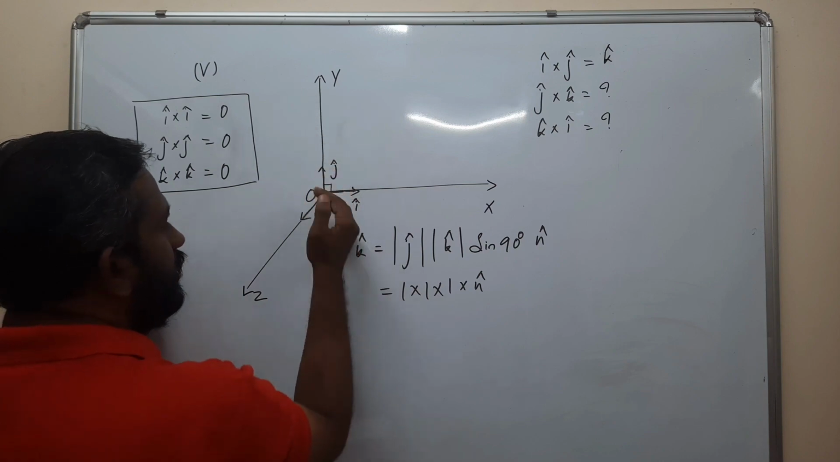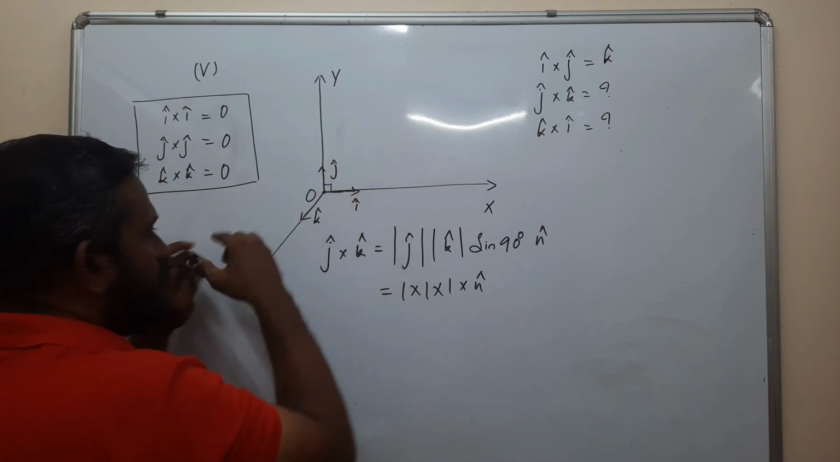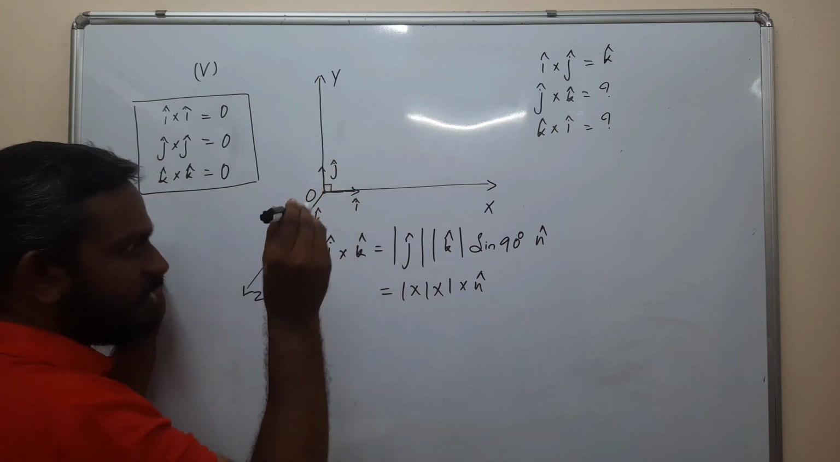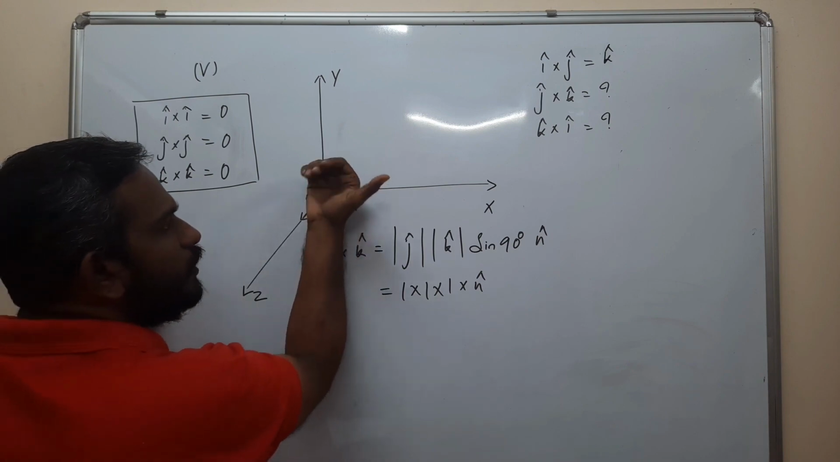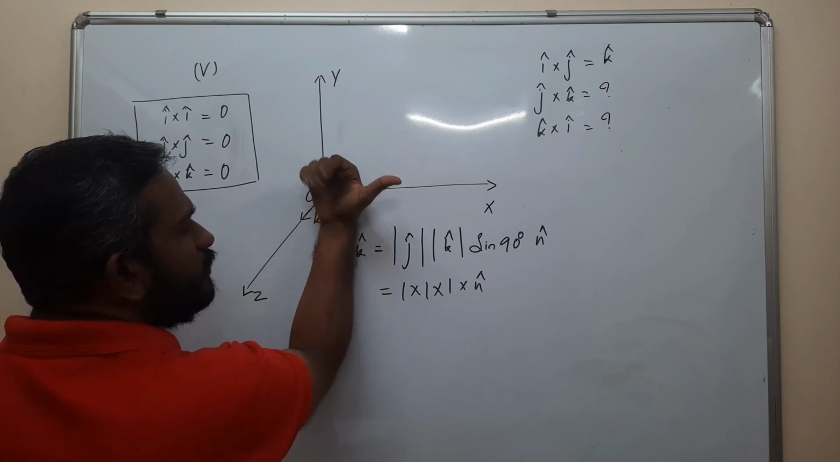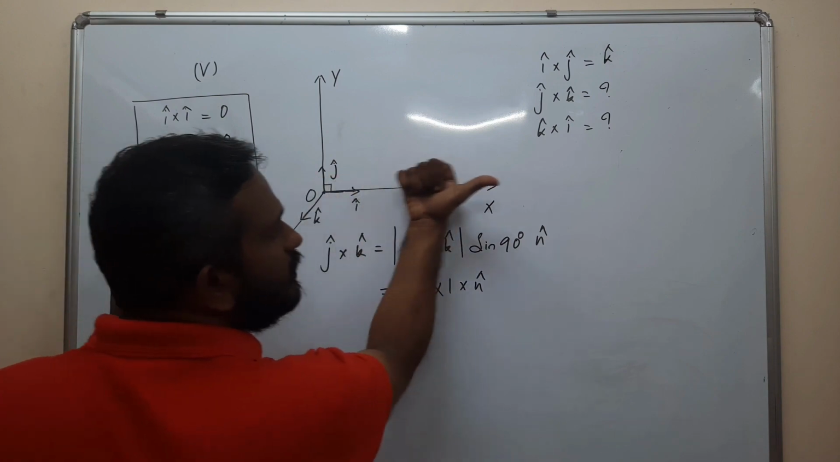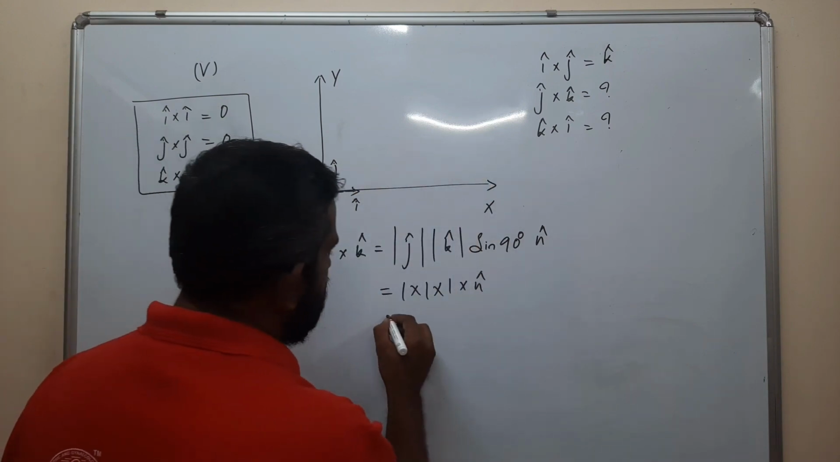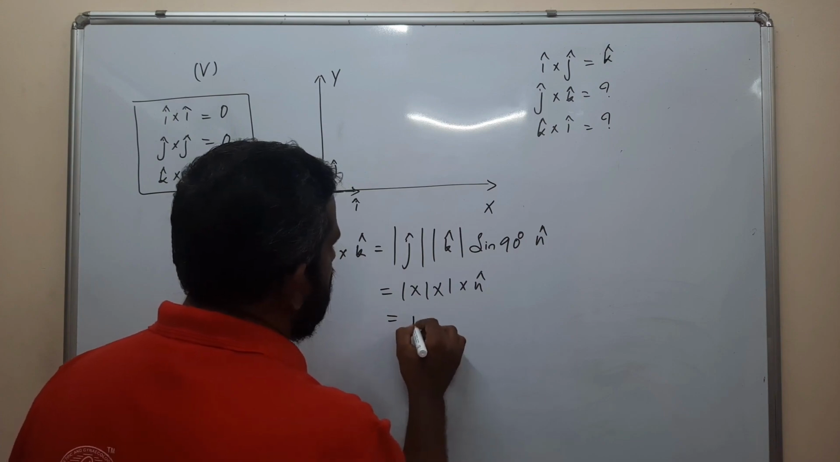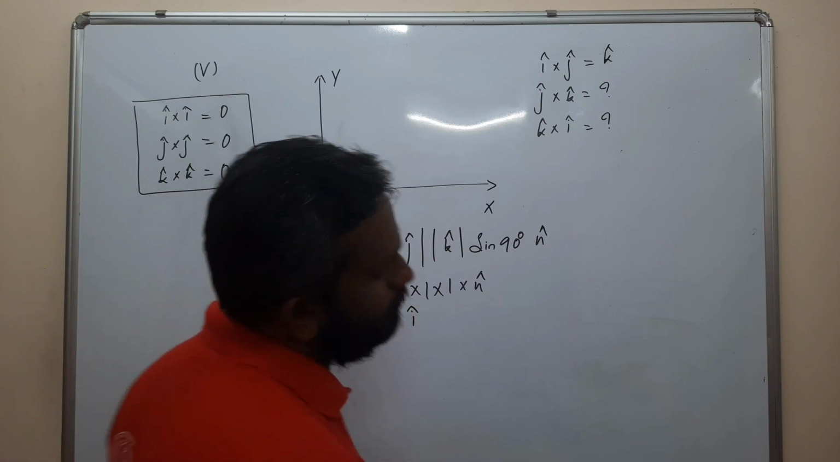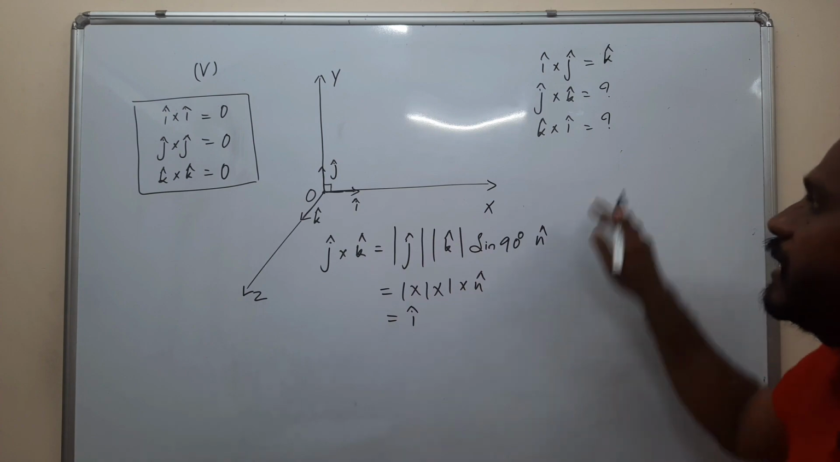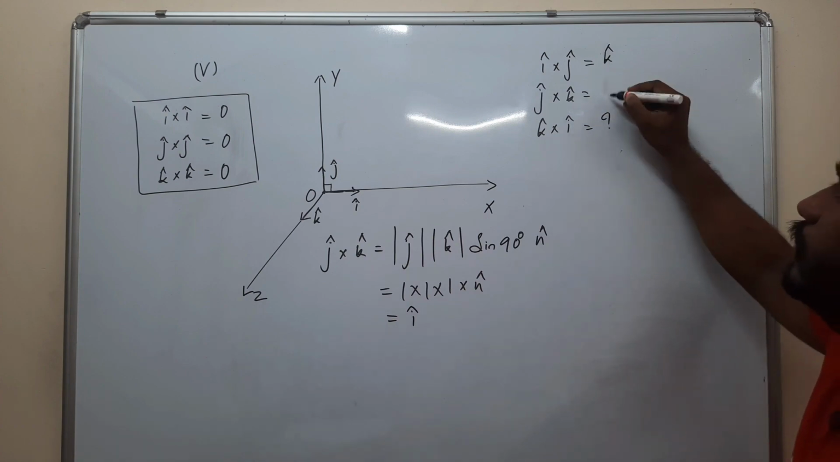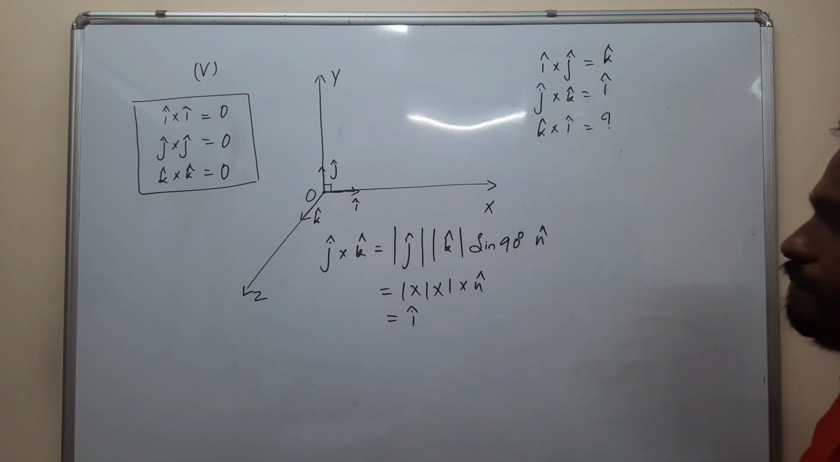So this is J vector. K vector is along like this. So from J to K, rotate your finger. What is the direction of the thumb? Thumb is along the x axis. So J vector cross K vector is equal to I cap.